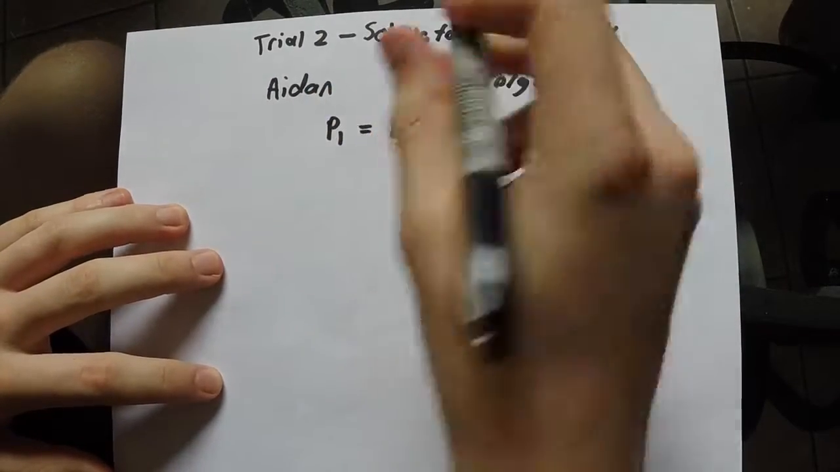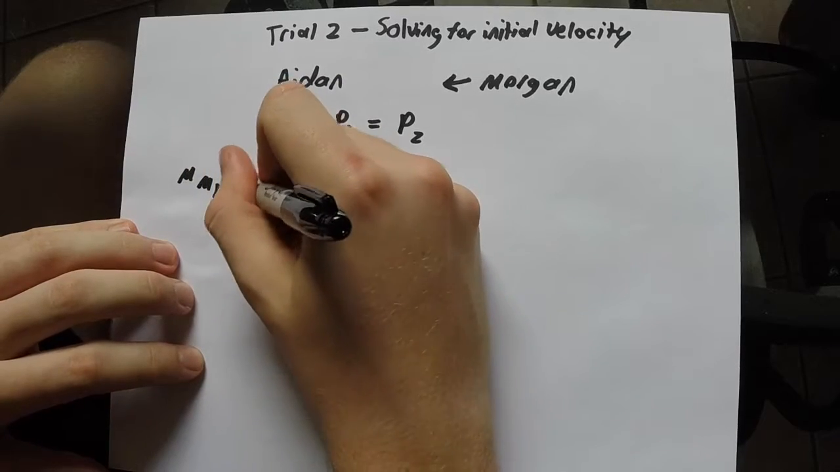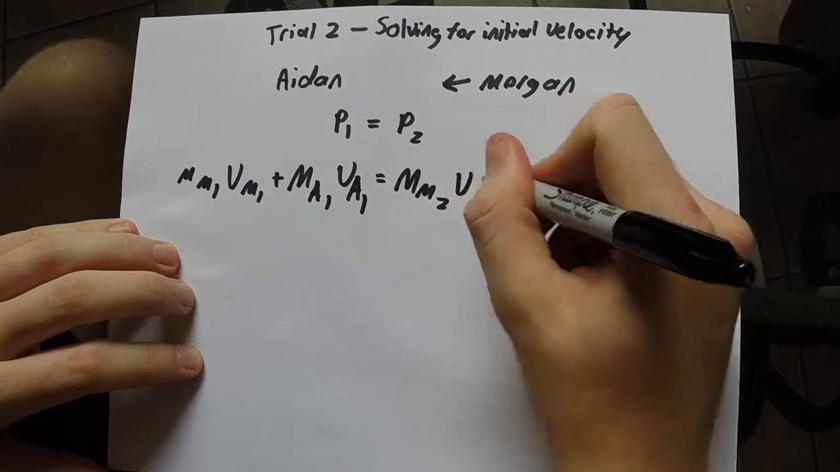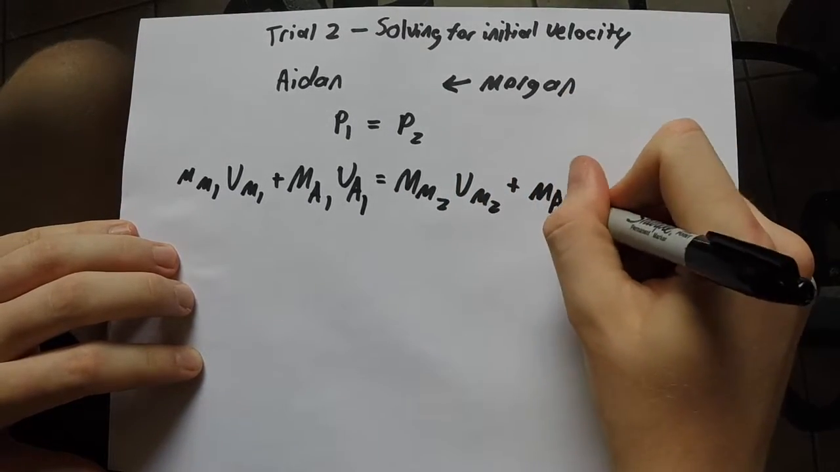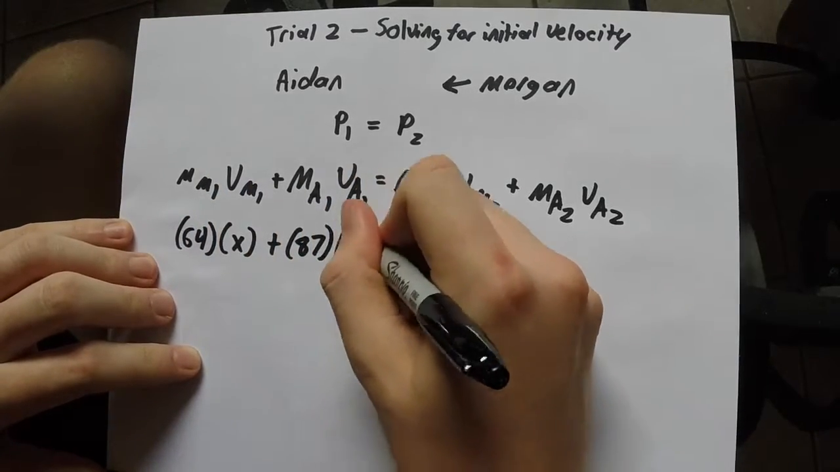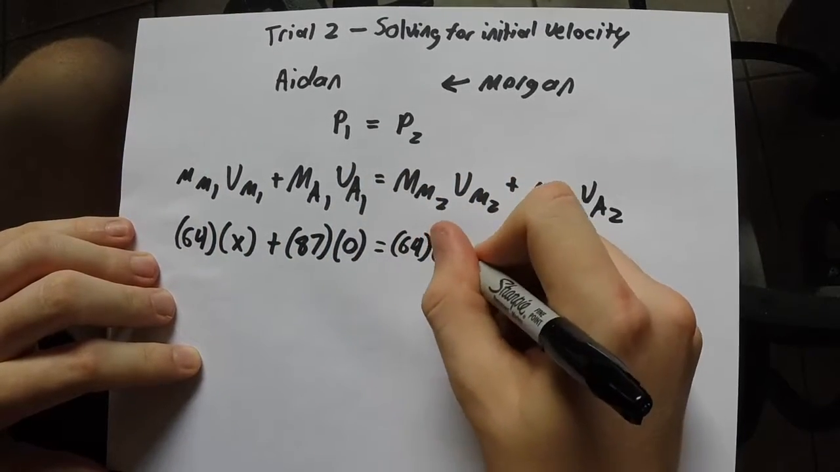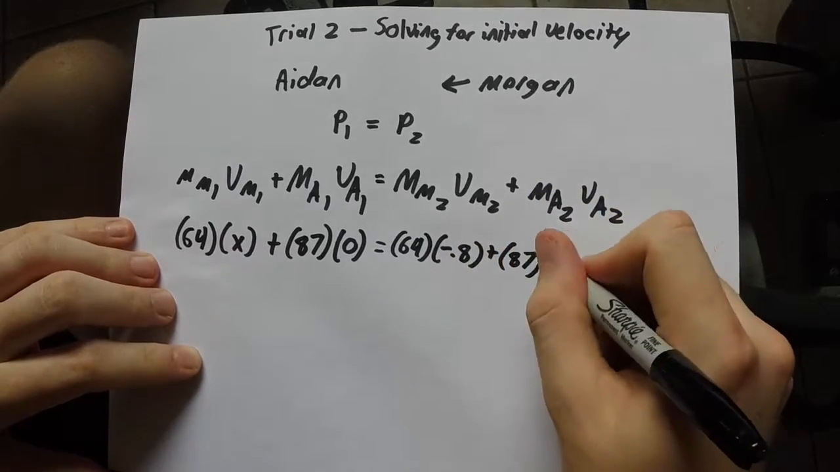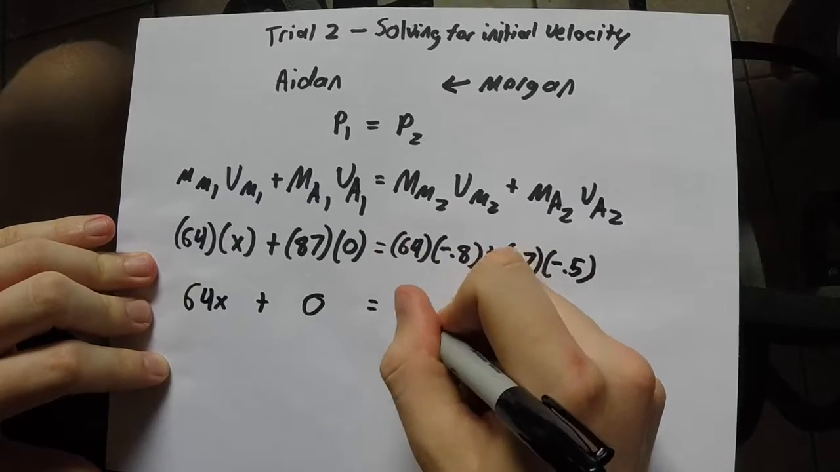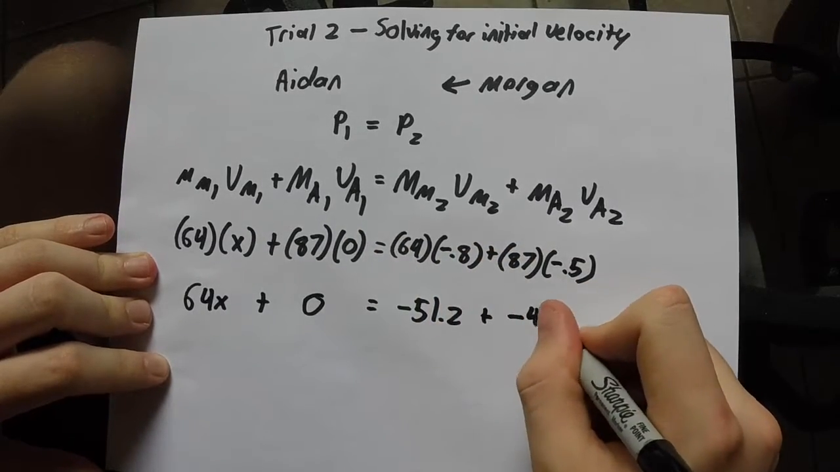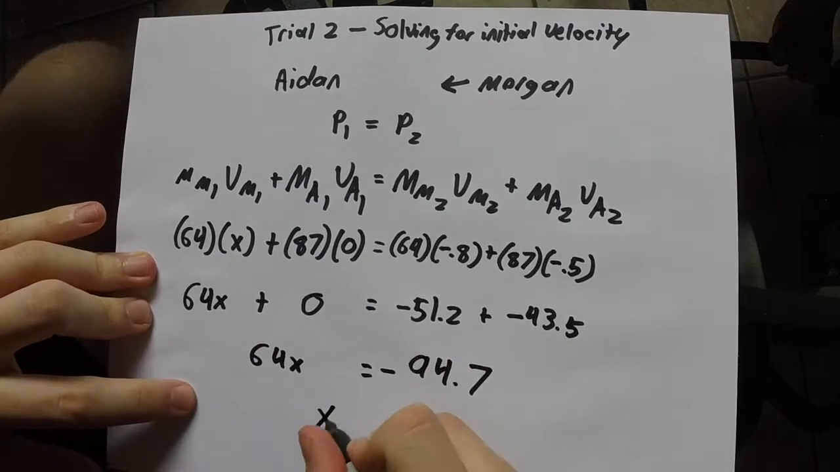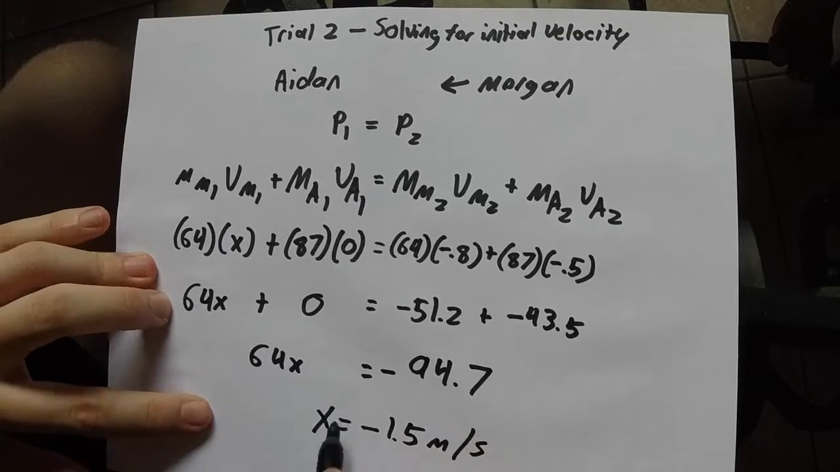So we can set up our equation, P1 equals P2: mass of Morgan times the initial velocity of Morgan, plus the mass of Aiden times 0, because Aiden isn't moving, equals mass of Morgan times her final velocity, which is negative 0.8, plus the mass of Aiden, which is 87, times negative 0.5, his final velocity. So we set up our equation and solve for the initial velocity of Morgan, which is negative 1.5 meters per second.